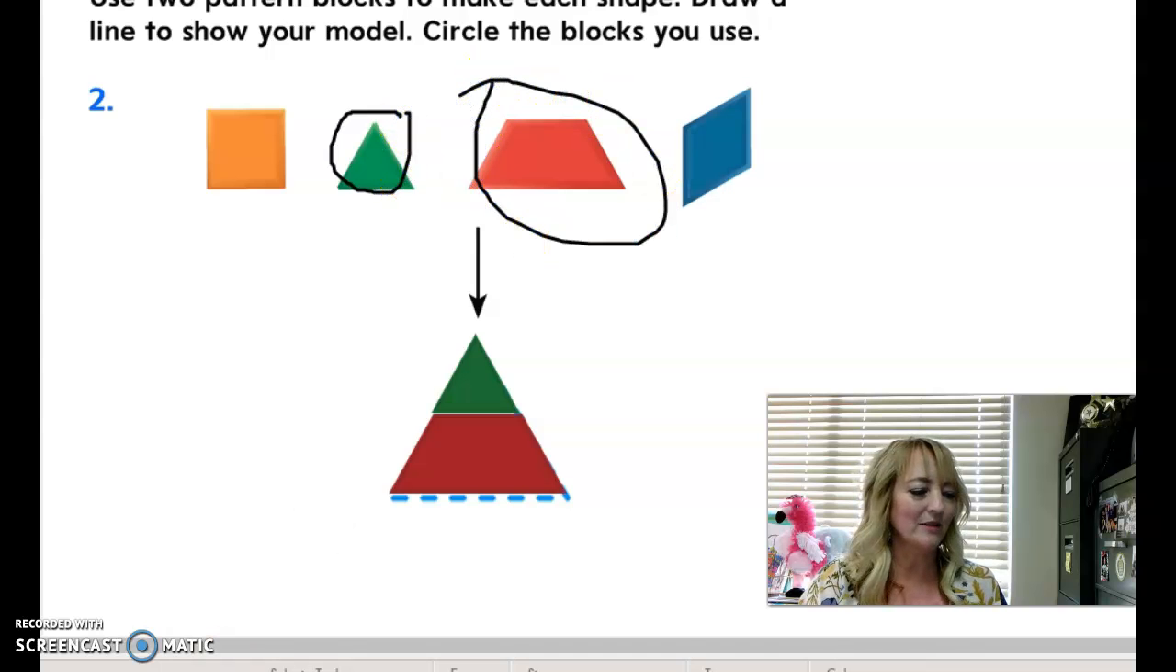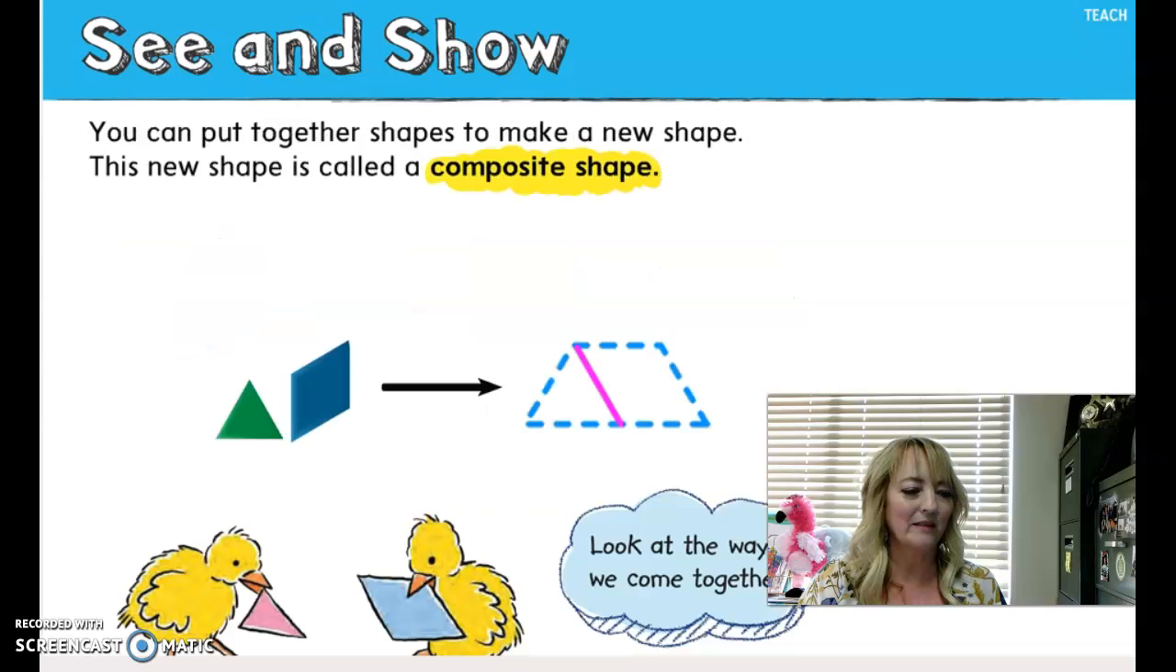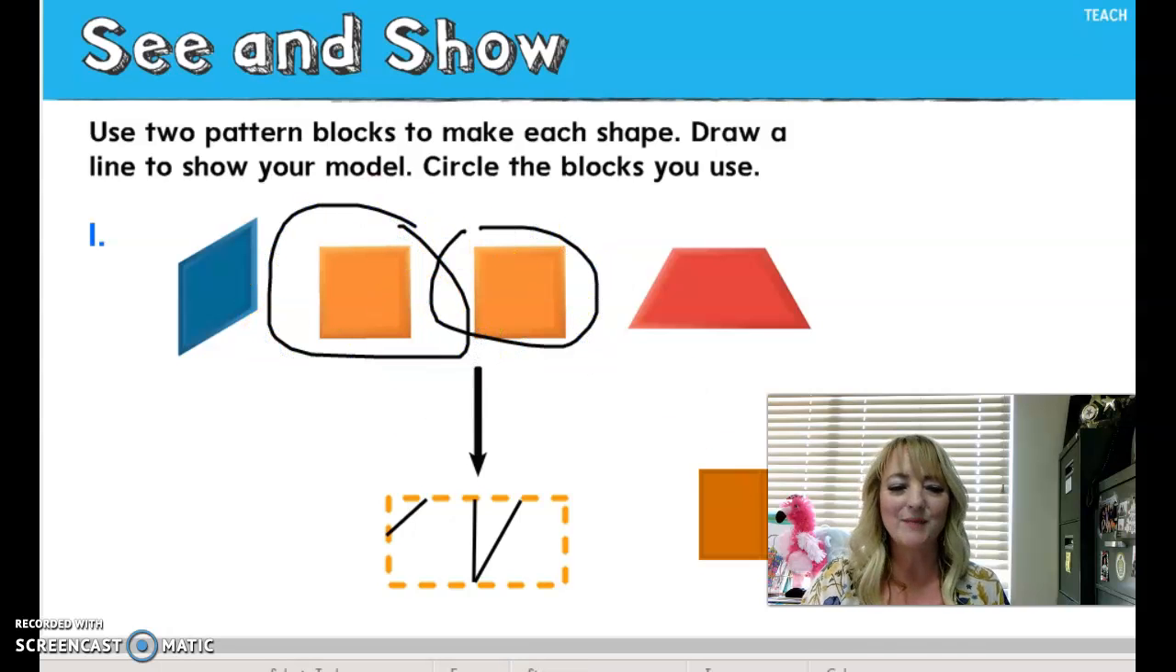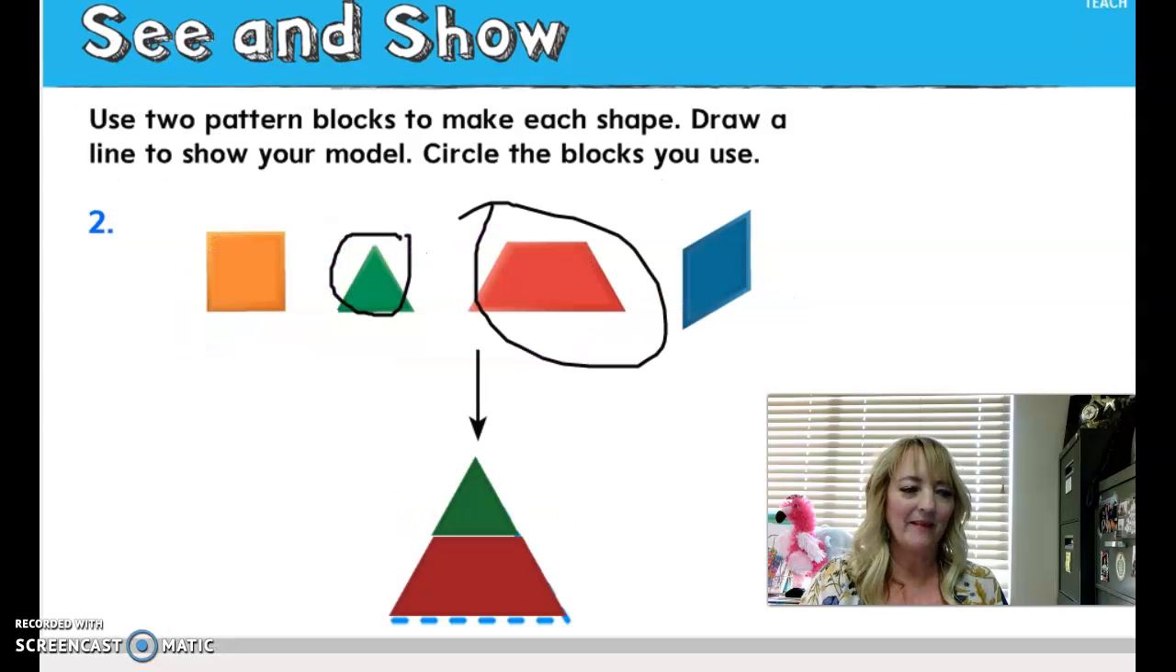I don't think we circled in number 1. Number 1, I told you to draw a line. I'm sorry, I should have read the instructions better. We're going to circle both of these squares. That's what we use to make our rectangle. And there we circled the trapezoid and the triangle to make our larger triangle.